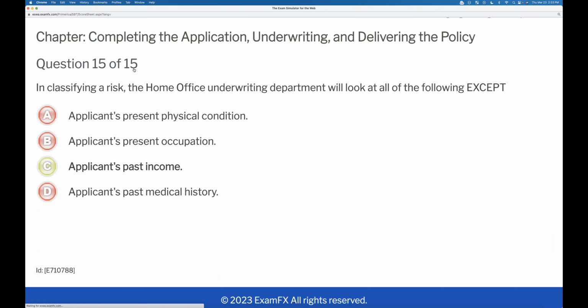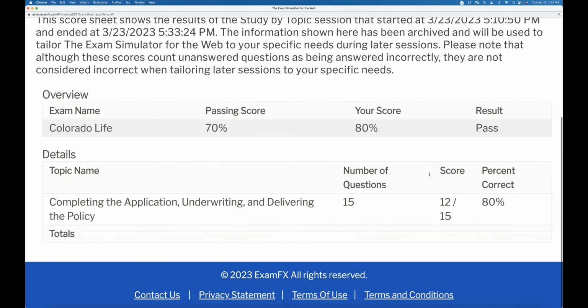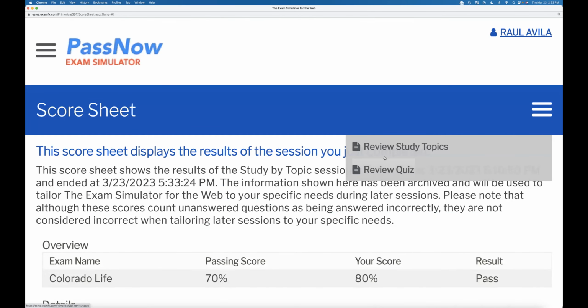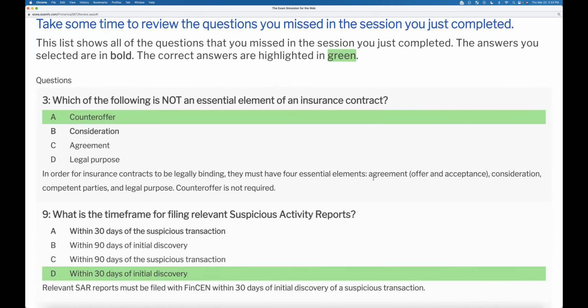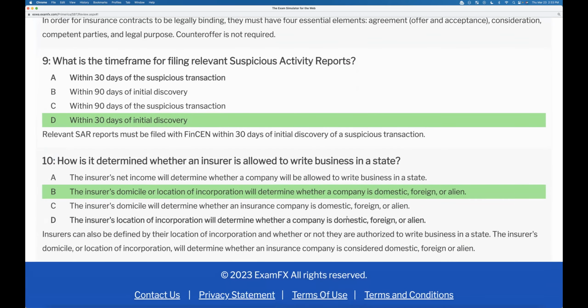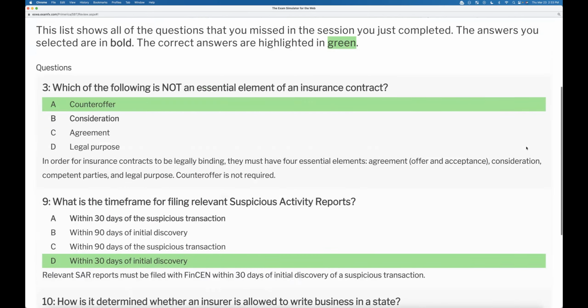Next one. Oh, we're done. Let's do it again. There it is, counter offer. Consideration is one of them. 30 days, and then the last one is domicile, the insurance domicile. But you got that one right.